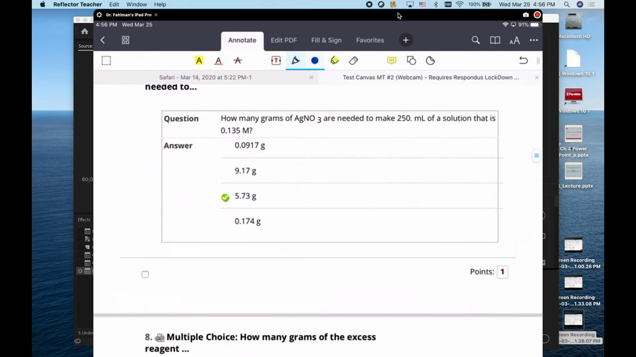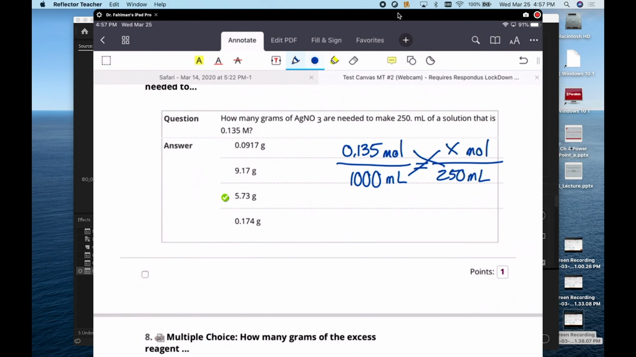How many grams of silver nitrate are needed to make 250 mils? Okay, so if you have 0.135 moles for every 1,000 mils, if you want 250 mils, then how many moles do you need? So I would set up a little ratio. And so that tells you that you have 0.135 times 250 divided by 1,000, 0.0338 moles of silver nitrate.